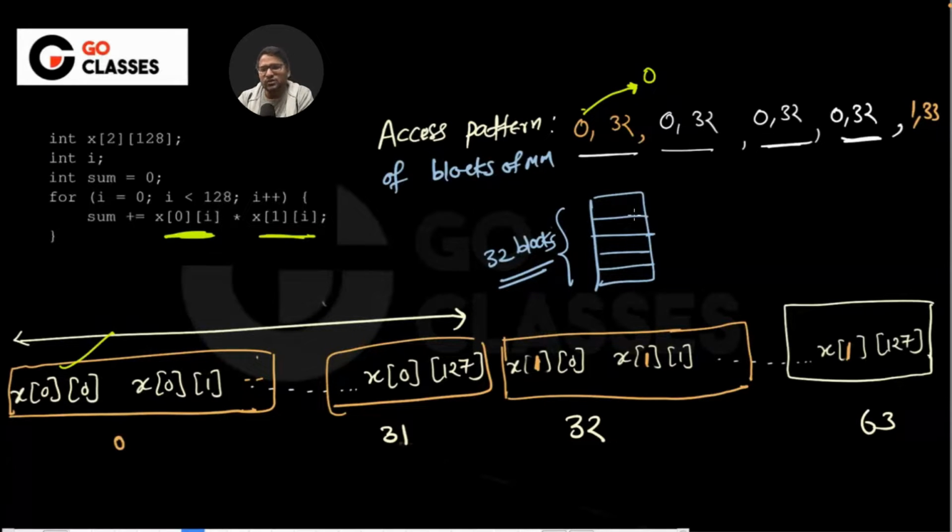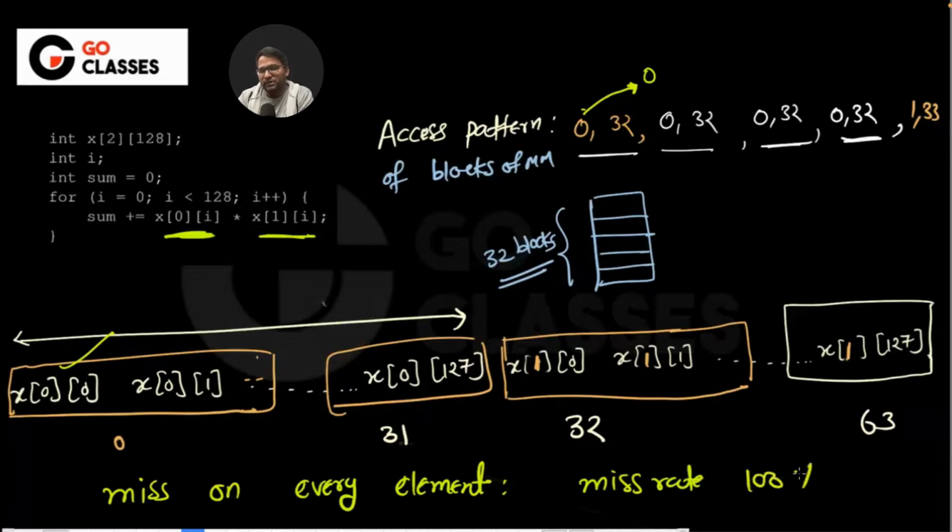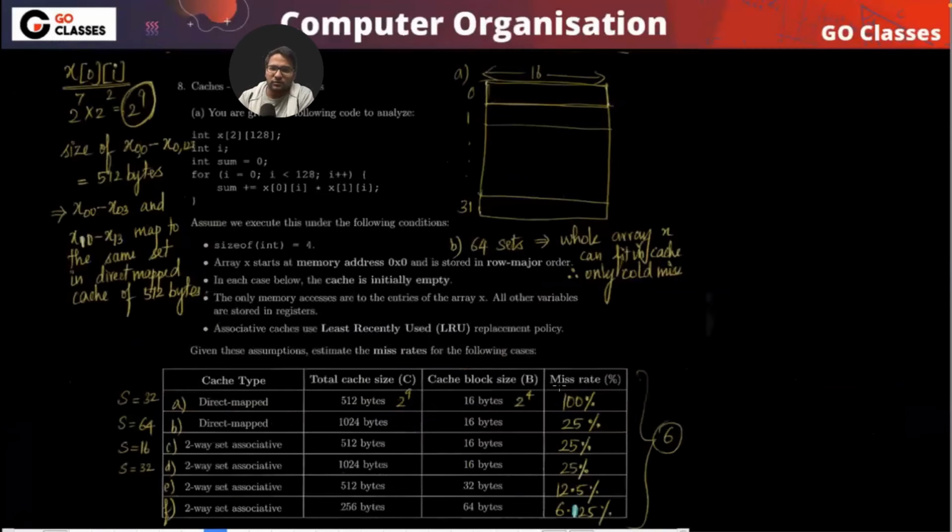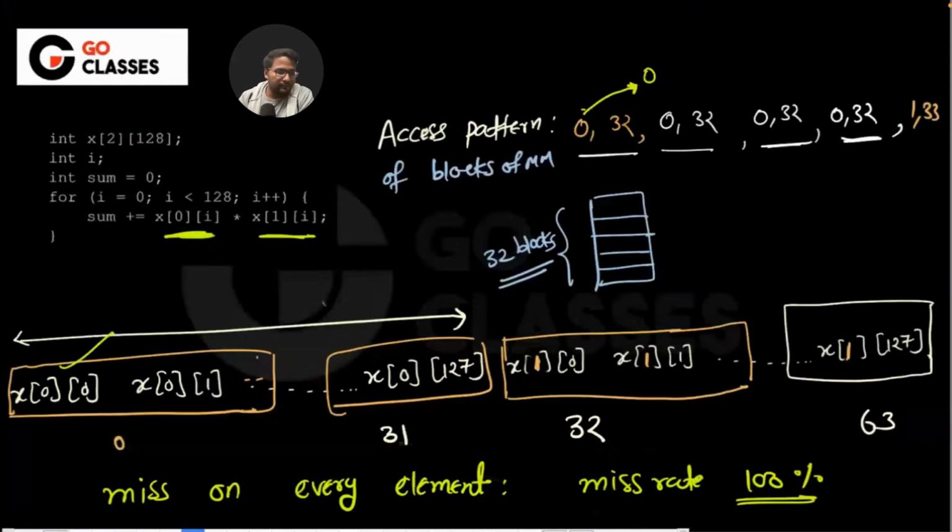Because you are just using one line, it is a miss on every element. So what is the miss percentage? Hence, the miss rate is 100%, right? 100%. Understood? Okay, let's see the answer. So for this it is 100%, right? I hope you understood.